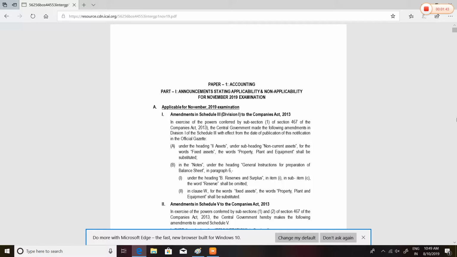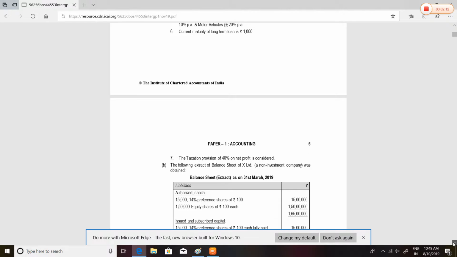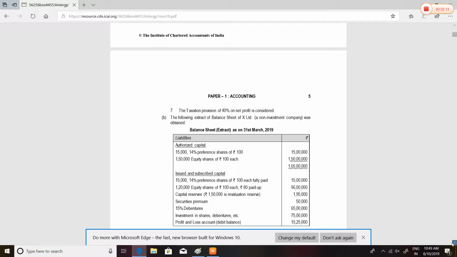Let's start. Every day I'll be completing 4 to 5 questions, and it depends upon the size of the question. Now let's start. Question number 3, page number 7. I'm starting with question number 3, page number 7.